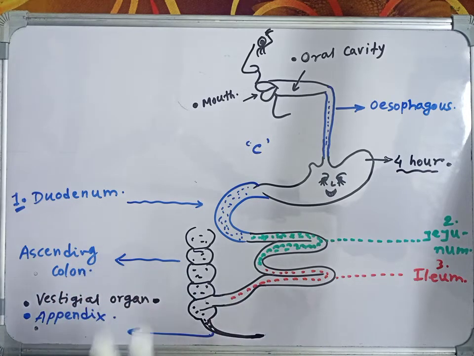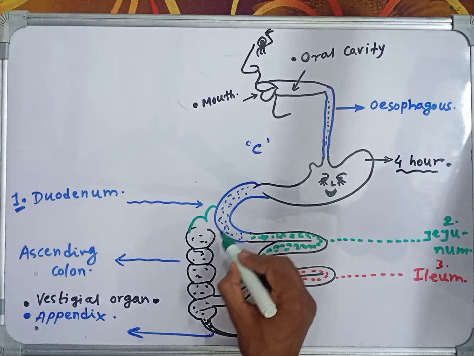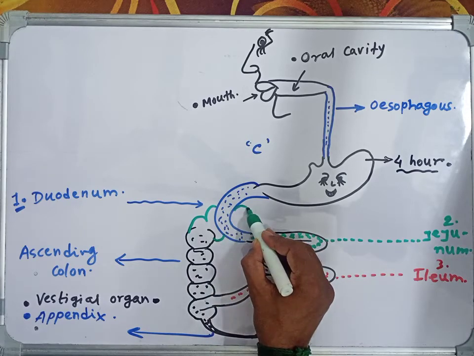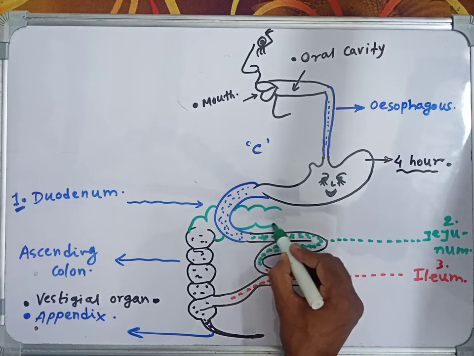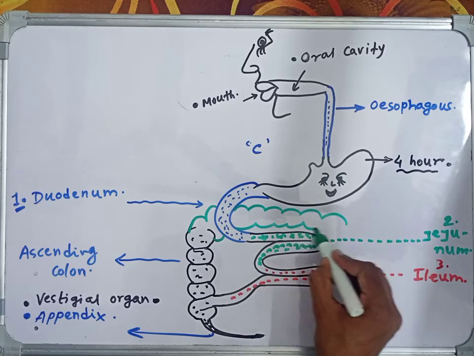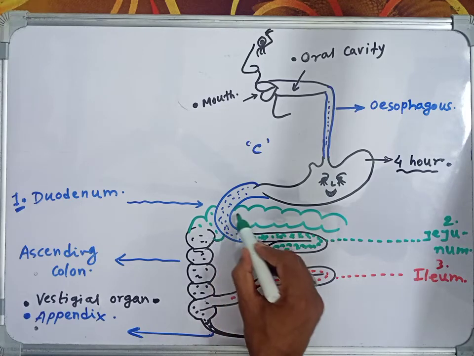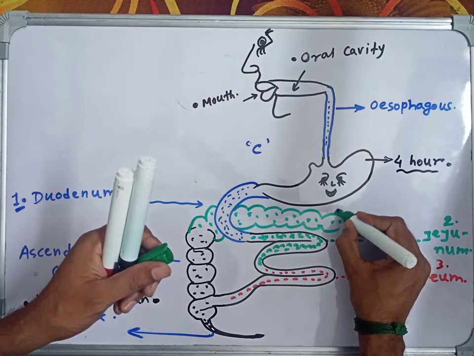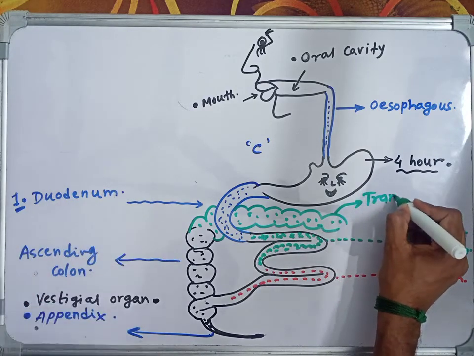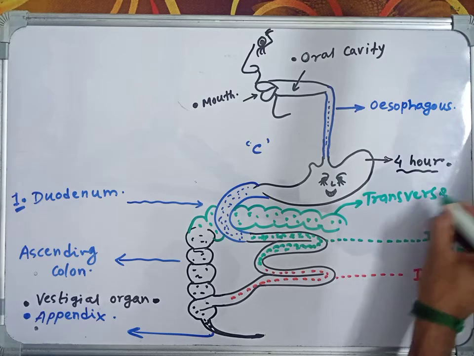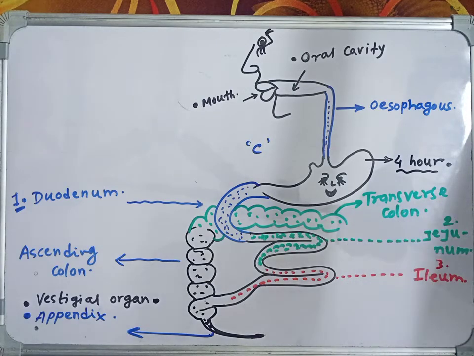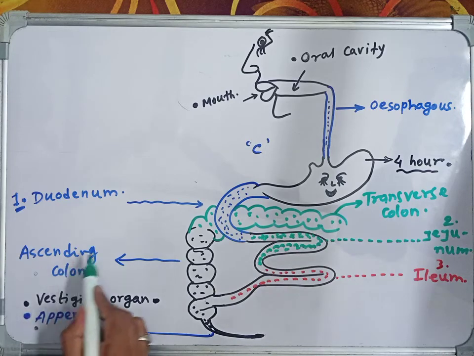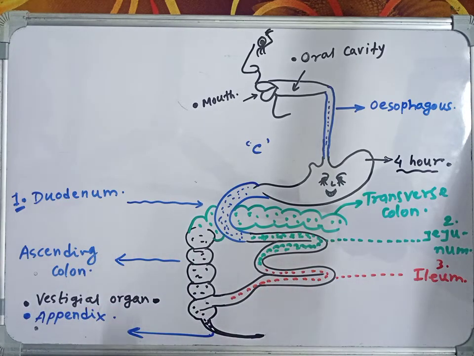Ascending colon. Now this ascending colon is turned back below the stomach, and this part of the large intestine is called the transverse colon, right? Transverse colon, right? This transverse colon and ascending colon are a part of what? Our large intestine, right? Large intestine.